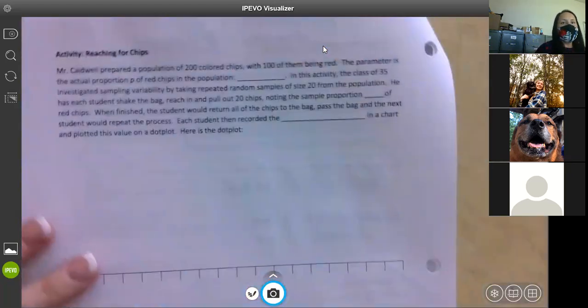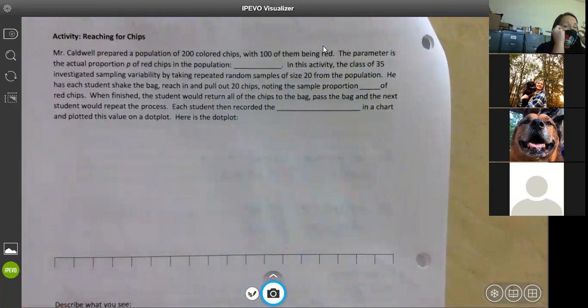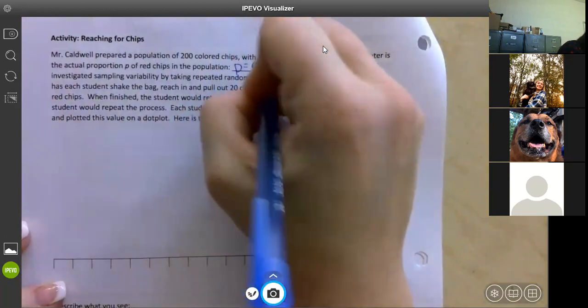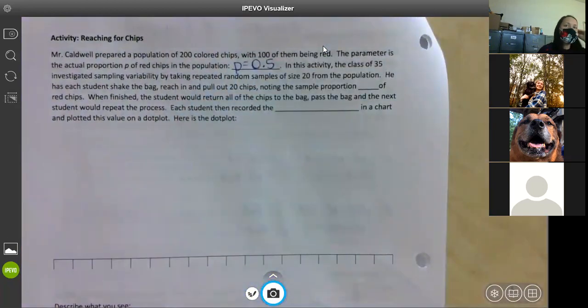So what we're gonna do is, I already have some chips prepared: a population of 200 colored chips with 100 of them being red. The parameter is the actual proportion P of red chips in the population. And that means it's going to be 0.5 because it's 50%. So there's 200 chips, 100 of them are red, okay?